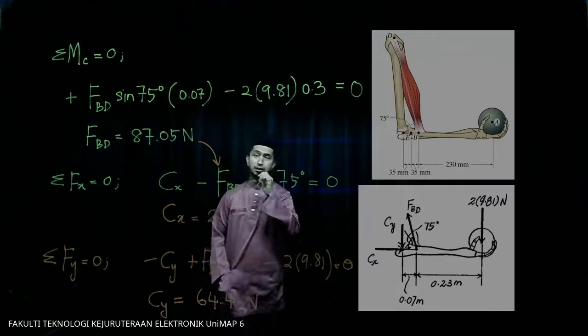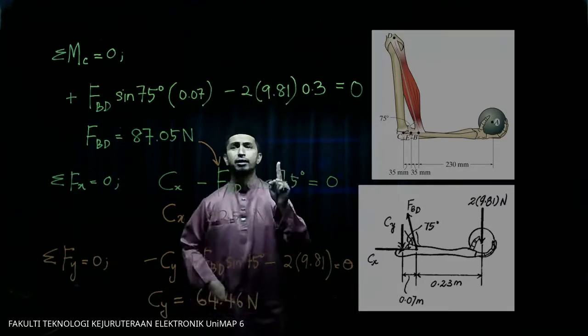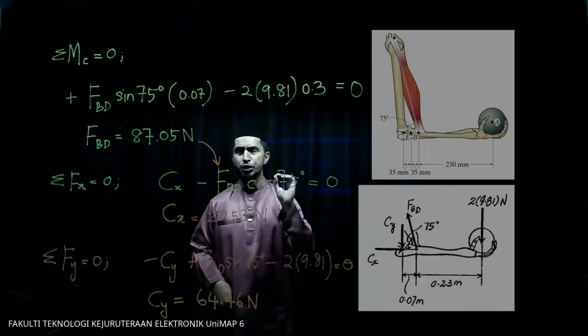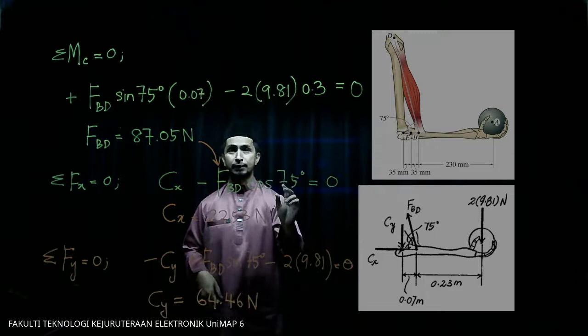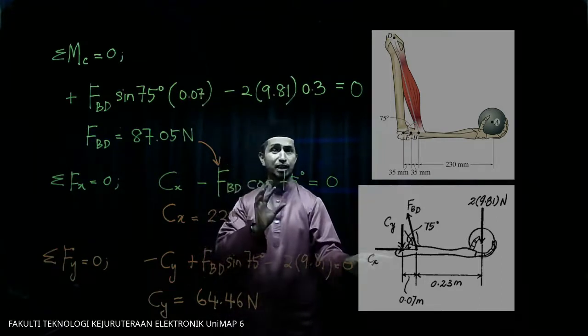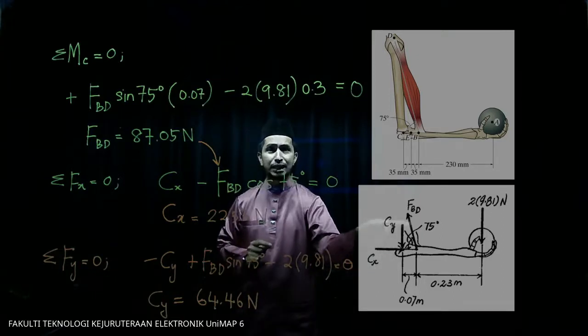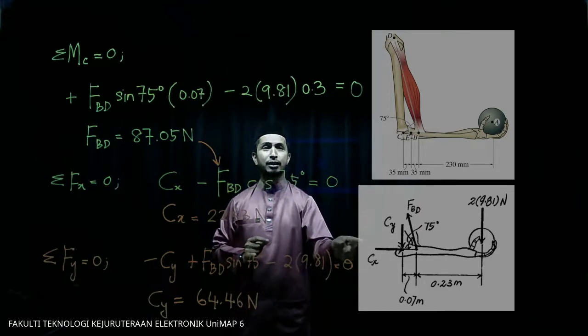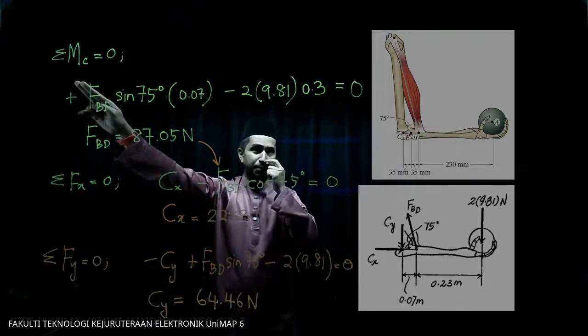So this is how you solve the question. First, you need to find which location has the highest unknown parameter. From here, we can see that point C has the highest unknown parameter. There are two unknowns at point C. So that's why we want to eliminate these two unknowns by using moment equations. That is the first step.